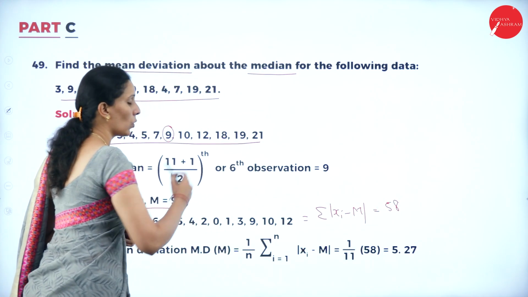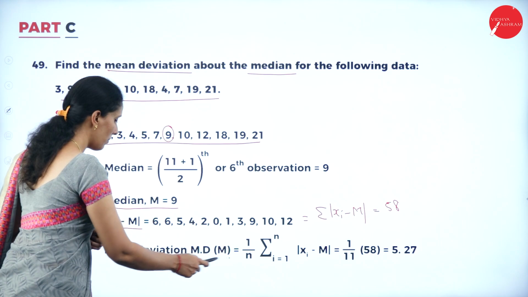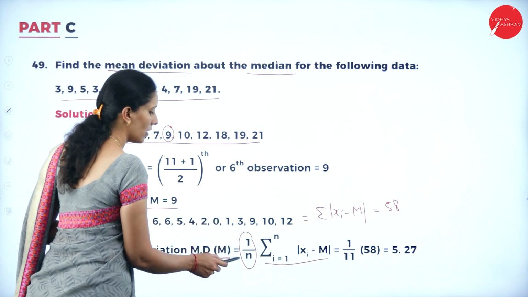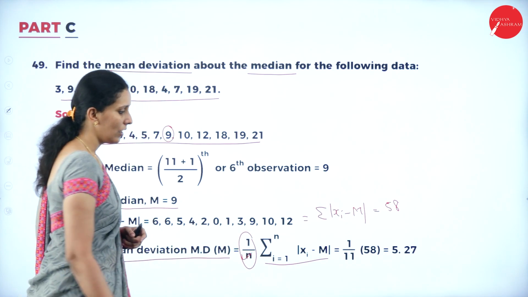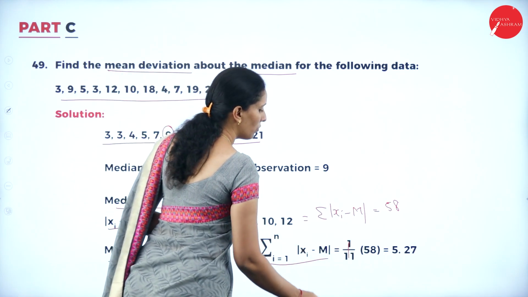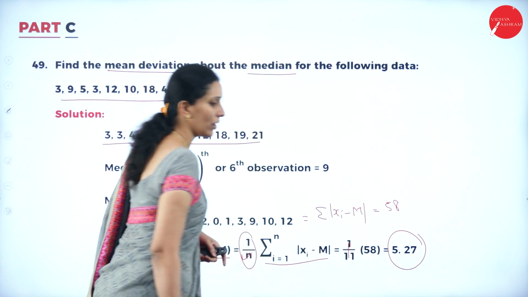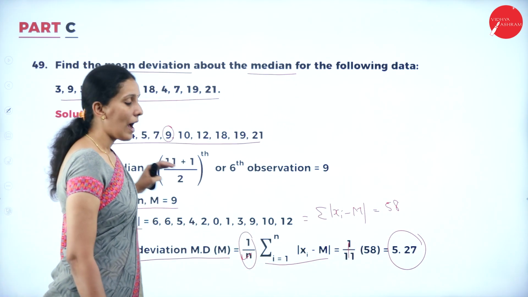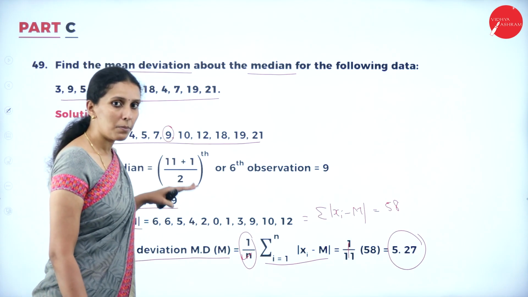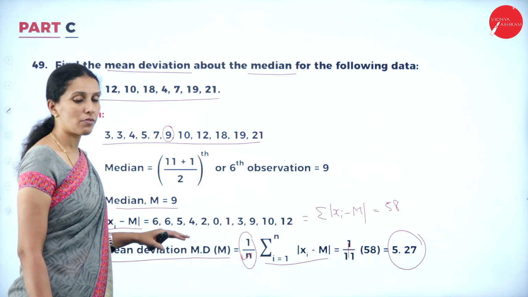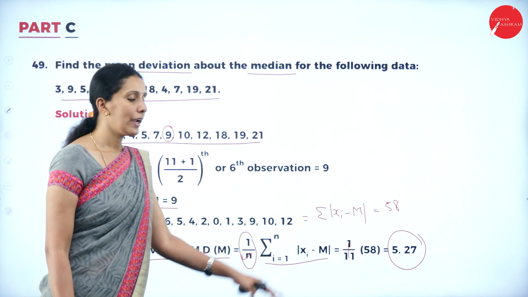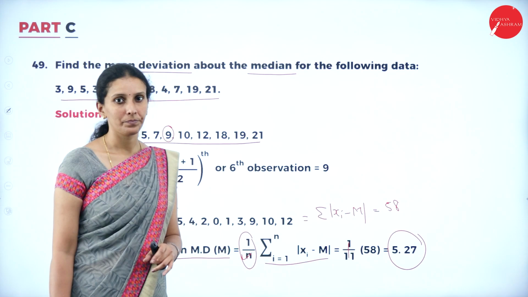Then divide it by total number of scores. That gives you the mean deviation. That is, when you divide the summation by n, that is 1 by 11 into 58, this is the mean deviation you will get. So to find the mean deviation about median, arrange the scores, find the median, find deviations from all the scores, add it and again divide it by n, you will get the mean deviation.